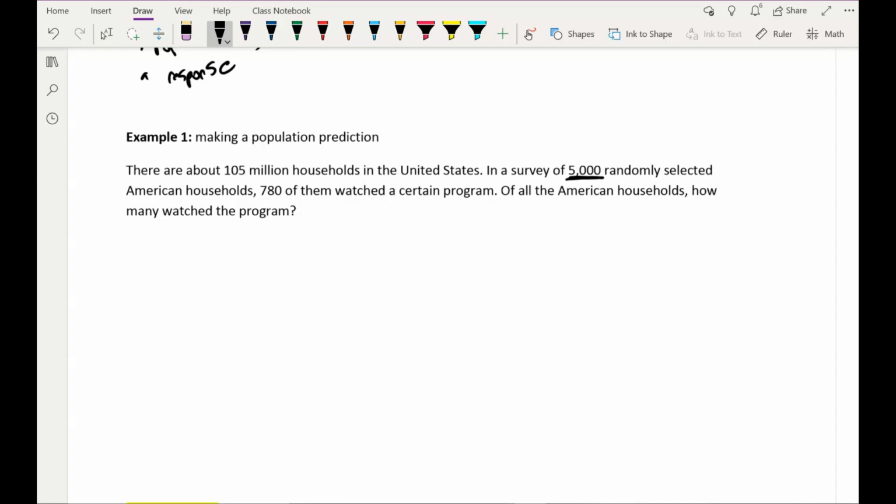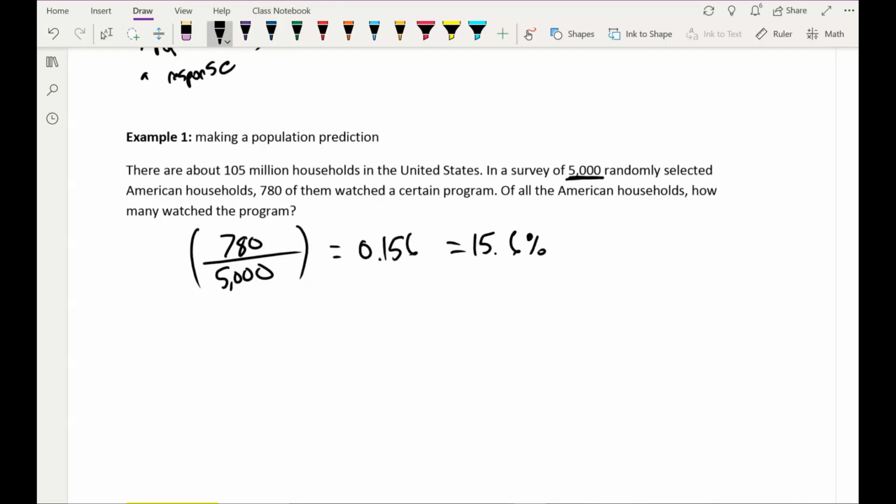All right, well, 780 of them watched a certain program. Of all the American households, that means of all the 105 million, how many can you predict watched the program? First we want to figure out from this sample, if there's 5,000 selected, what percentage of them watched the program. We can find that by doing 780, how many watched the program, divided by 5,000. This is a reminder for finding percentages. If you plug that in, you get exactly 0.156, which, remember, you move the decimal place 2 places to the right to get a percent. That's 15.6%.